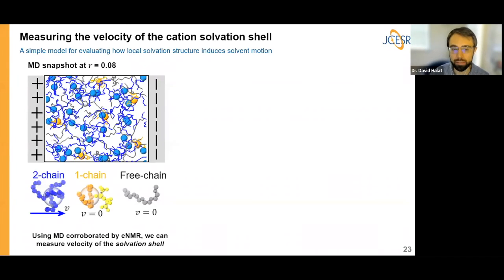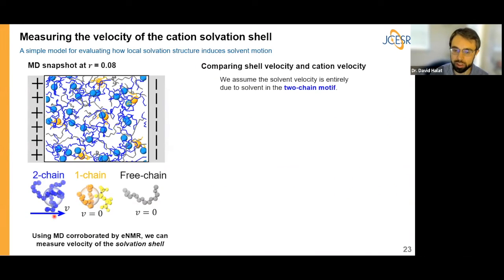So in this simple model, it should have zero velocity and contribute that to the average solvent velocity. We can then calculate a quantitative value of the solvation shell velocity just of this species, combining the eNMR and the MD data. What we're going to assume here, as I mentioned, is that the solvent velocity that we measure is an average of some of the solvent in migrating solvation shells, and some solvent that's not moving when we apply a field. What the MD results give us is the fraction of solvent in this migrating motif.